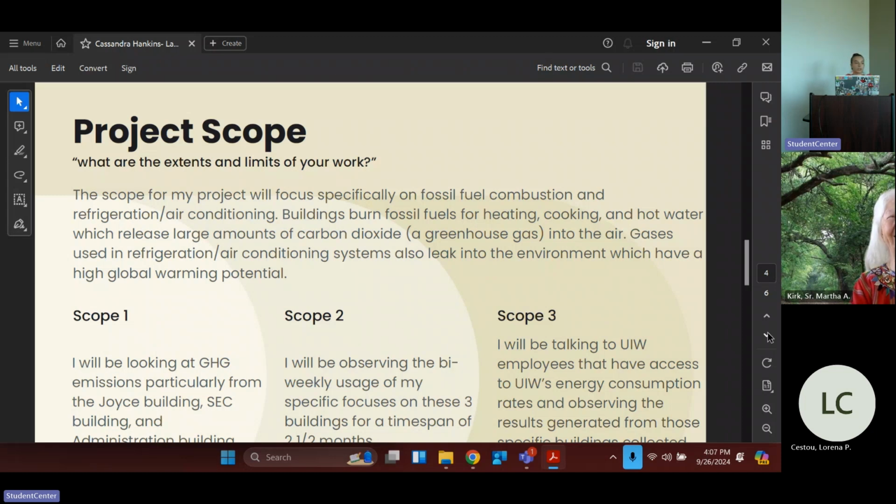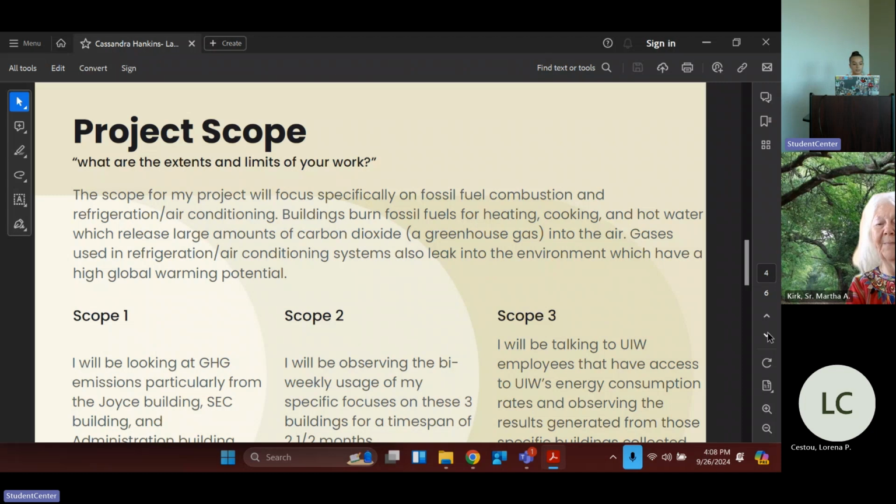The Joyce Building is our design and technology building, which is where I spend the majority of my time on campus, and that's the reason why I chose it for my first building. And then the SEC, of course, has so many students coming and going within the building every single day for eating, dining, and social gathering. Lastly, the Administration Building was built in 1921, so it is one of our oldest buildings here on campus, which is why I decided to pick that one for the third focus.